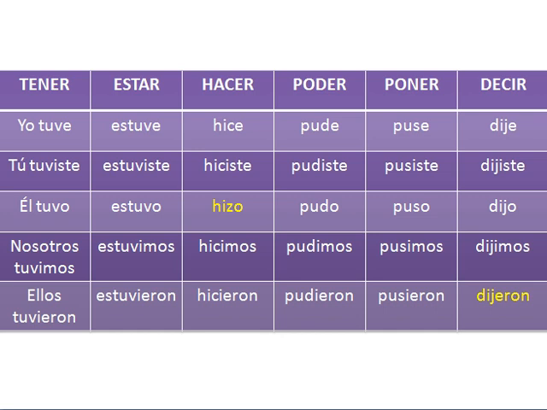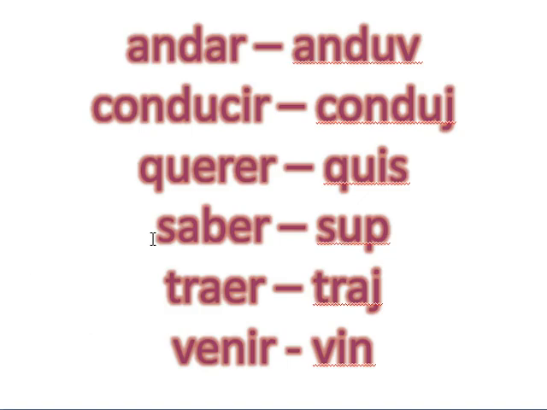Here's a list of all of the verbs that I just mentioned conjugated in the preterite form. Now this is not an exhaustive list, and here are some extra verbs: andar, conducir, querer, saber, traer, and venir. And you just have to keep practicing your Spanish before you're pretty comfortable with the preterite form and you know which ones are irregular.